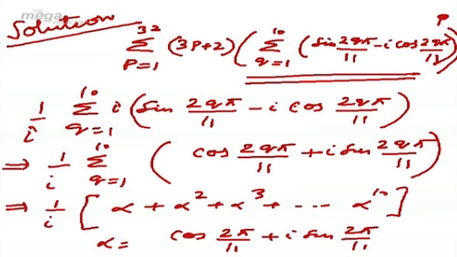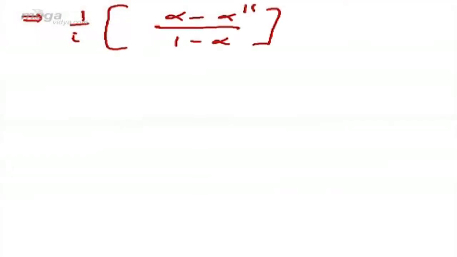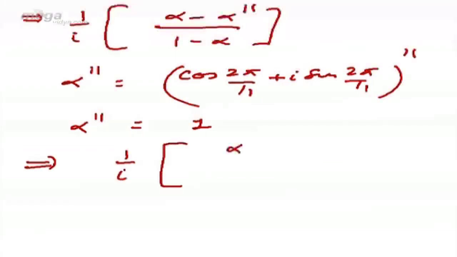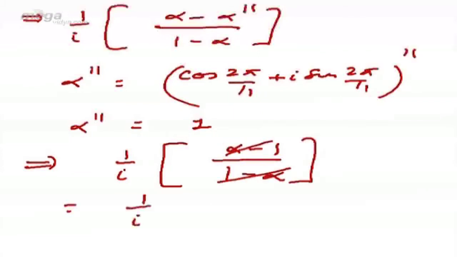Now in the same way as we have done in the previous problem, the summation of the series can be written as the sum of the GP. So this becomes alpha minus alpha to the power 11 divided by 1 minus alpha. Now alpha to the power 11 is equal to (cos 2 pi by 11 plus i sine 2 pi by 11) whole to the power 11. So alpha to the power 11 becomes 1. So the expression becomes 1 by i into (alpha minus 1) upon (1 minus alpha). This cancels out and becomes minus 1. So the value of the whole expression becomes i.